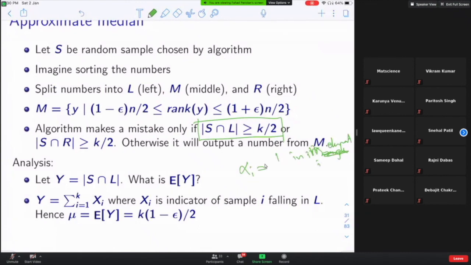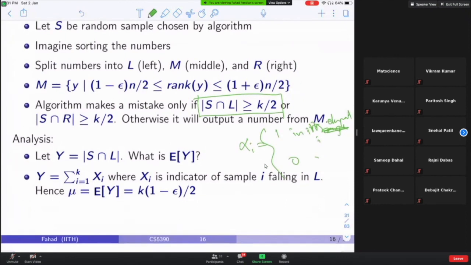So the ith time when you sample one element, if it is going to sit in L, then I would say xi equal to 1. Otherwise, it is 0. Now, what is y? Y is the summation over xi. So xi is an indicator random variable, which says that the sample i is falling in L.